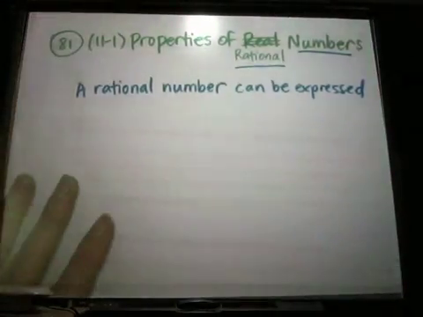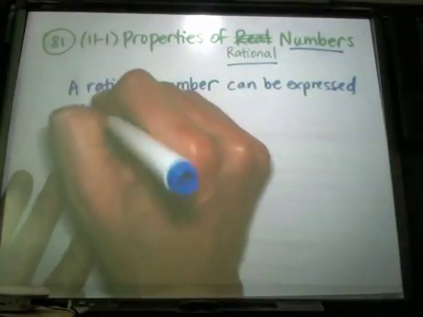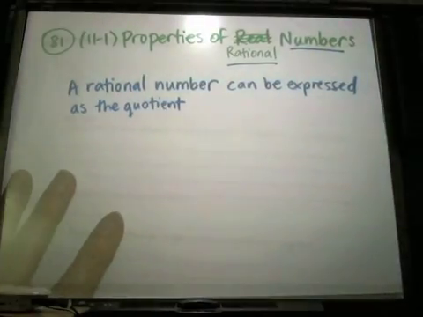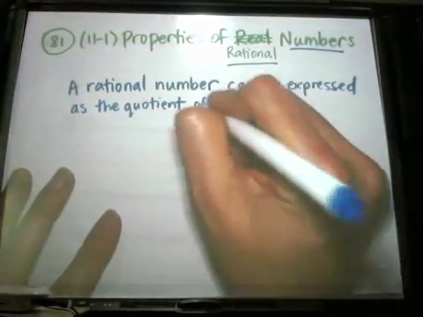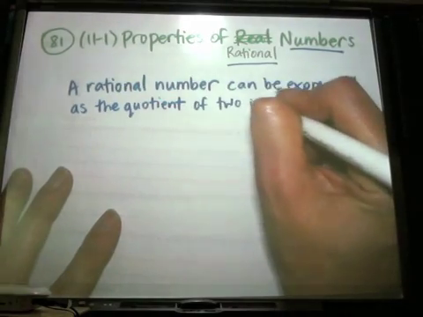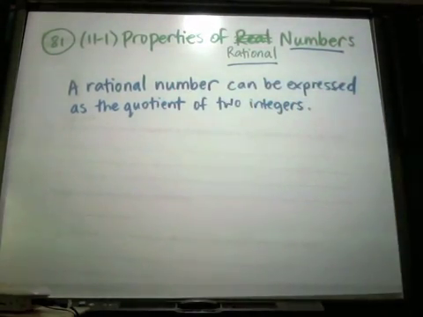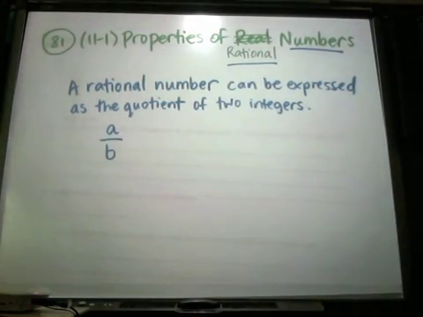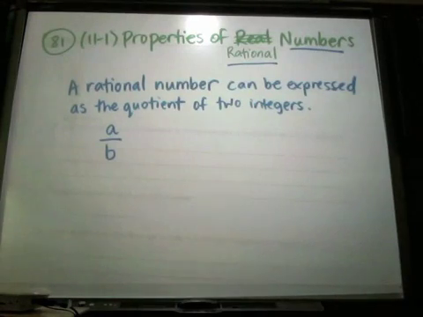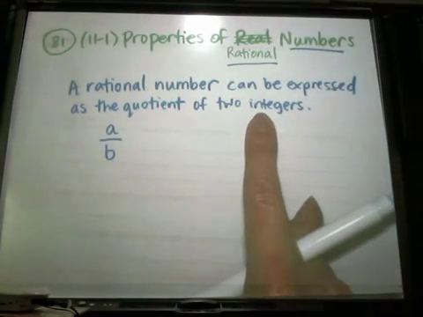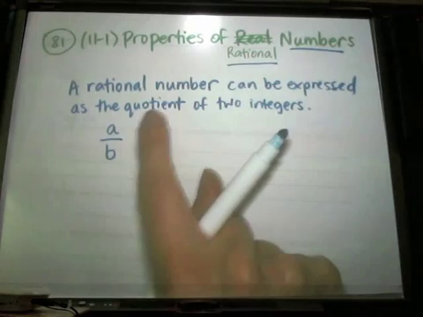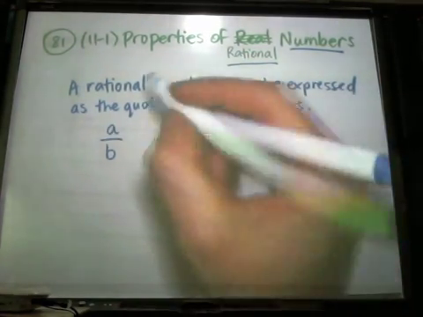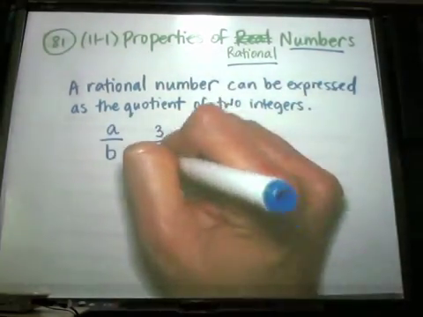Okay, a rational number can be expressed as the quotient, remember that means answer to division, of two integers. For example, A over B. Think of a fraction, right? Now an integer means a whole number. So the quotient of two integers means we're doing division on two whole numbers. So if you think about a fraction, for example, instead of A over B, if we said 3/4.